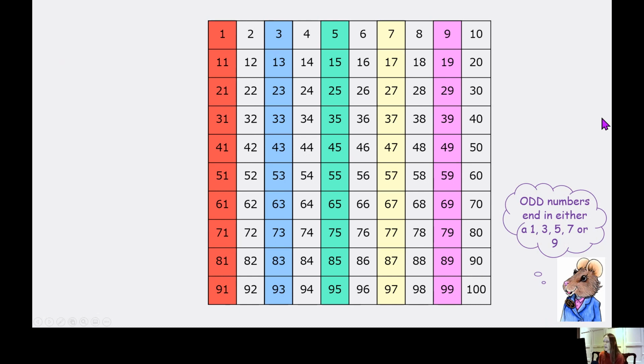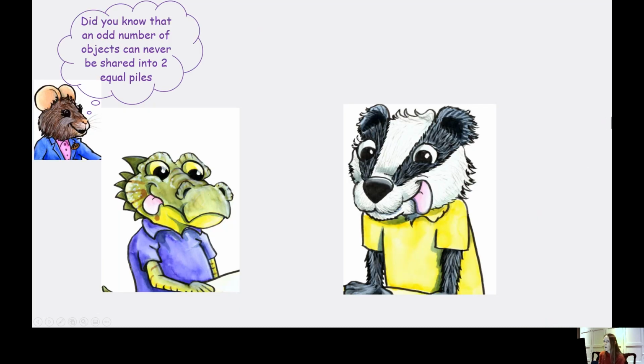Absolutely. And when you have an odd number of objects, you can't share them into two equal piles. And should we have a look at that? So let's have a look.